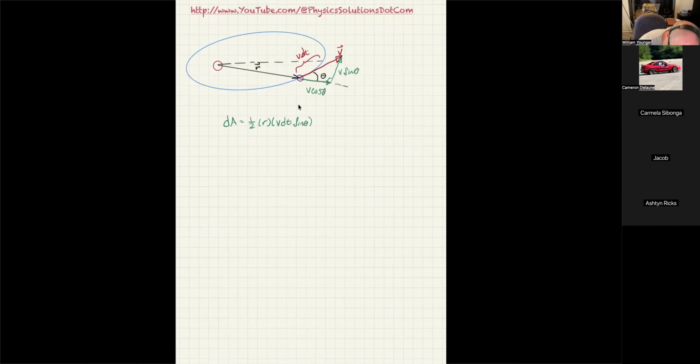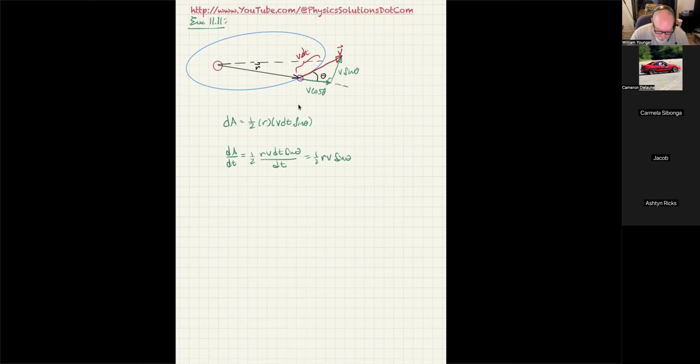If I wanted to calculate the actual derivative of area with respect to time, that's dA over dt, I'd get 1/2 r v dt sine theta over dt, and that gives me 1/2 r v sine theta. And I forgot to write what example this is. This is example 11.11.